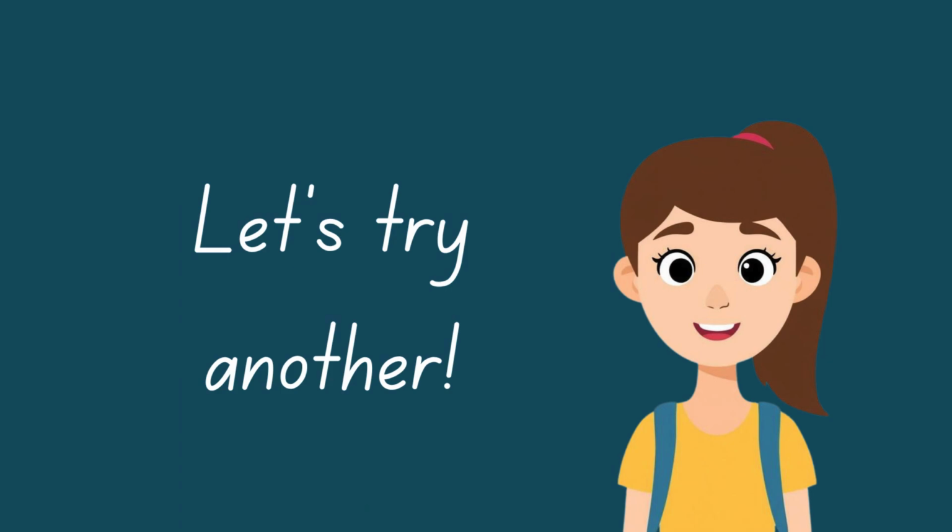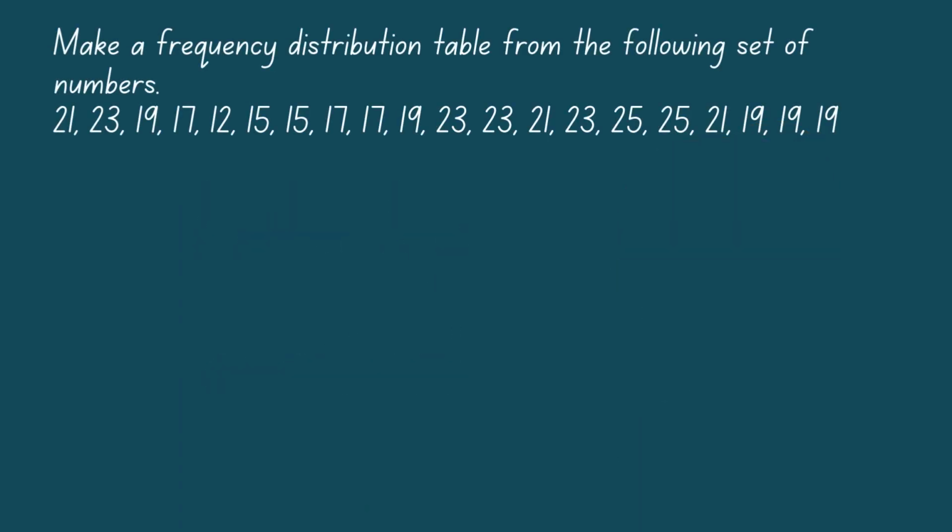Let's see one more question. Make a frequency distribution table from the following set of numbers. And you have a bunch of numbers here. So what do we do first? Let's see which is the smallest number, and that is 12. And which is the largest number, and that is 25.